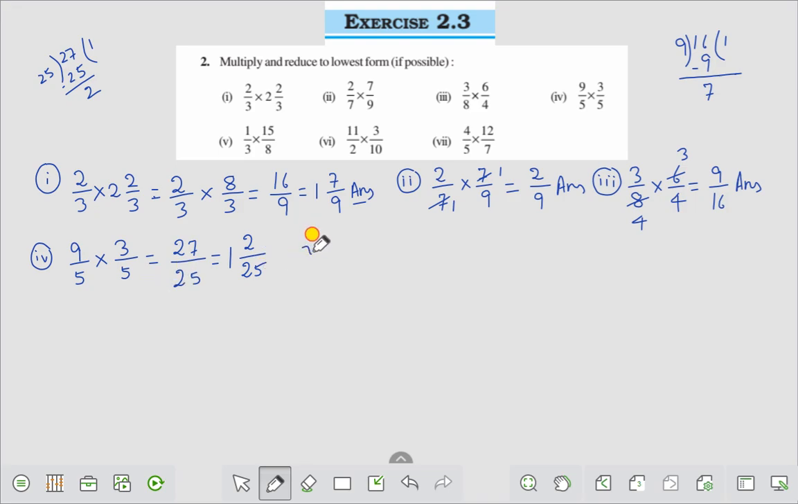Now question number 5 is 1 by 3 into 15 by 8. Here you can reduce this number. 3 1 is 3 and 3 5s are 15. 1 into 5 is 5, and 8 1 is 8. That is 5 by 8. This is the answer.